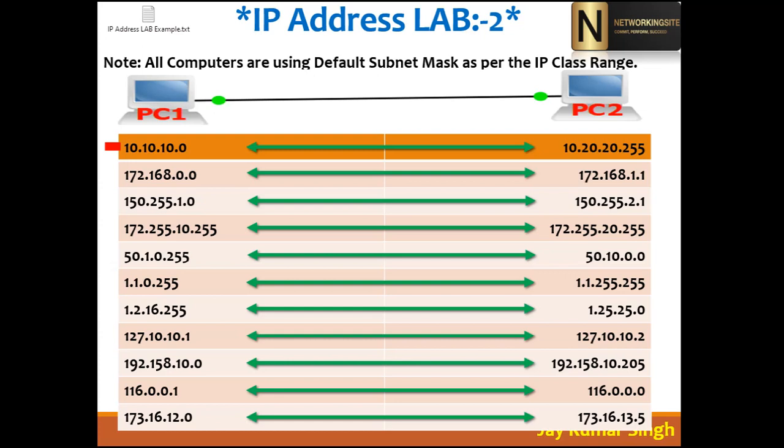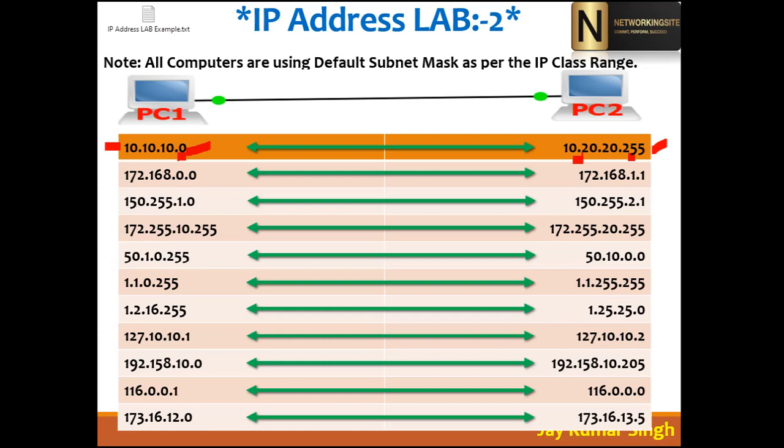So now tell me, this is the first IP address 10.10.10.0 and the PC2 IP address is 10.20.20.255. Of course they will communicate because according to the condition they pass. Why? Because I told you all host part cannot be 0. So here no problem, he has only one 0. And here it says all host part cannot be 255, but I'm using only one 255, so it's okay, no problem.